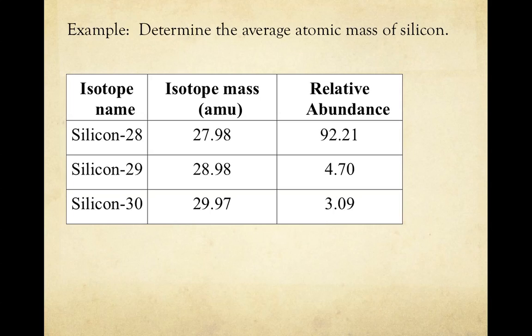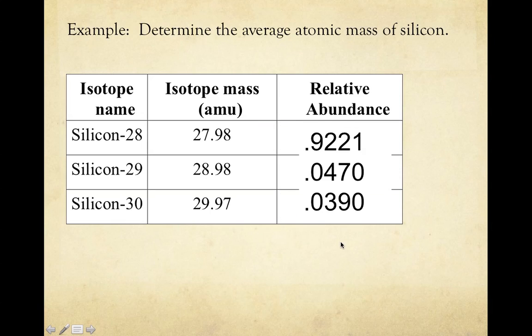Okay, so we're determining the average atomic mass of silicon. We have 3 isotopes, 28, 29, and 30. We have their mass in AMU, and we have the relative abundance, and these are percentages, even though it didn't say that on there. So the first step, I'm going to convert my percentages into decimals. 0.9221, 0.0470, and 0.0390.